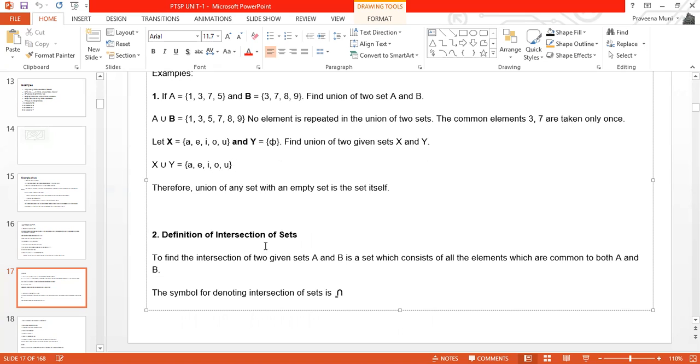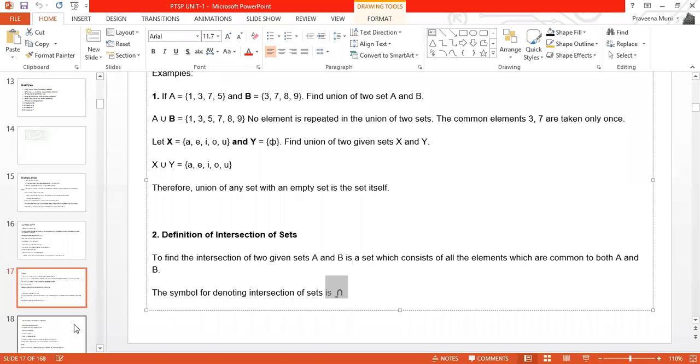Now we'll see the definition of intersection of sets. The intersection of two given sets A and B is a set which consists of all the elements which are common to both A and B. How do you represent it? This is the symbol for intersection. So intersection will have the elements which are common to both the sets.